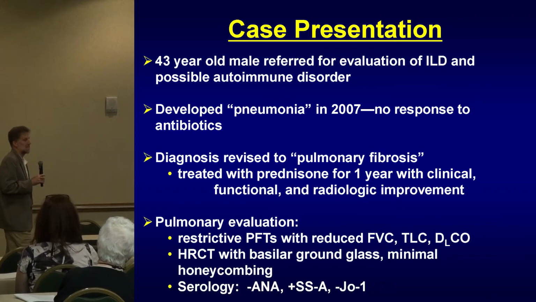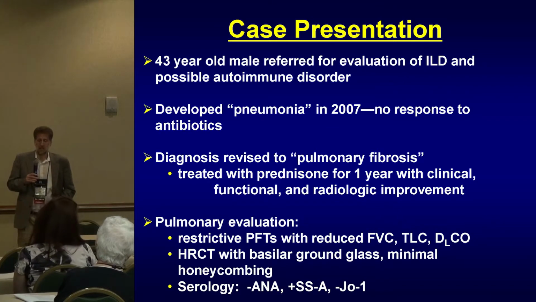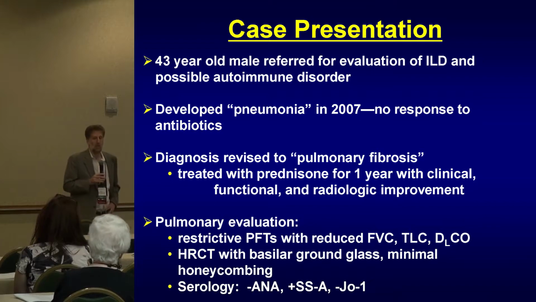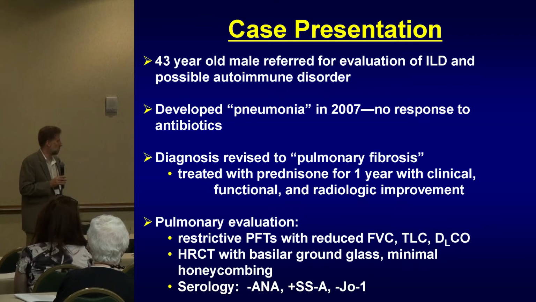The scan, at least at his presentation, the CAT scan that is, showed some abnormalities, which we colloquially call ground glass changes, and that's very different from honeycombing or fibrosis scar tissue. Ground glass usually represents active inflammation, although it's not quite that straightforward.